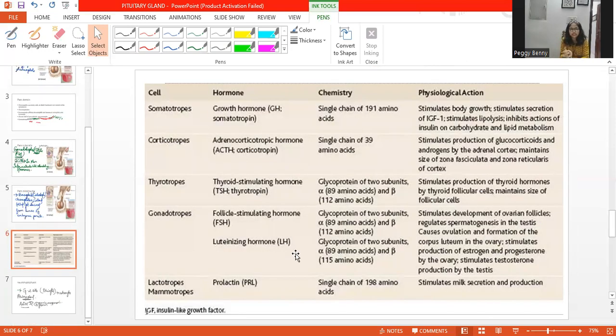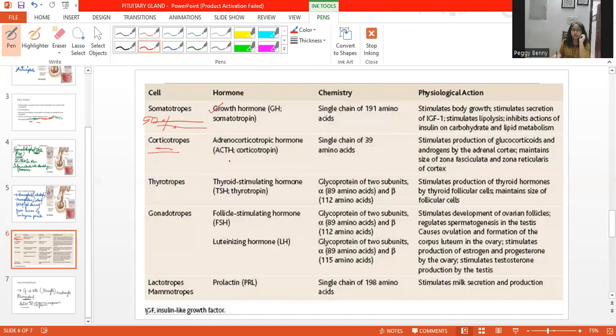Since we have already come across some of the hormonal cells that are present in the anterior pituitary, let's discuss briefly what all of them are and their major functions. First and foremost, I would like to bring to your attention the somatotropes. These are the cells that make up about 50% of the anterior pituitary hormonal cells. They stimulate body growth, stimulate lipolysis, and inhibit the action of insulin on carbohydrate metabolism, among other functions.